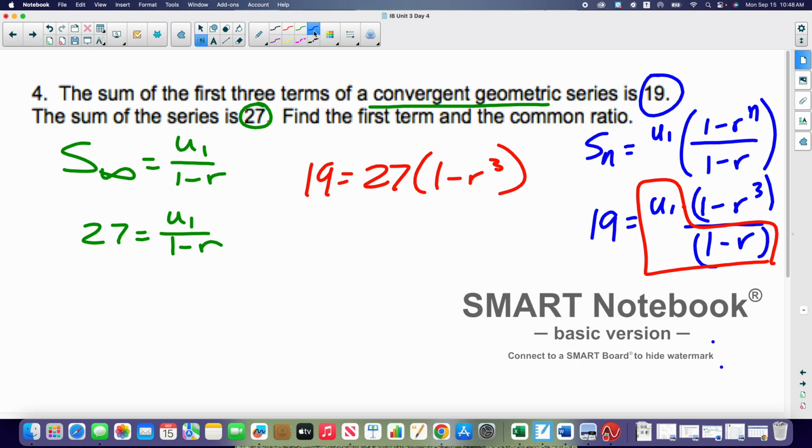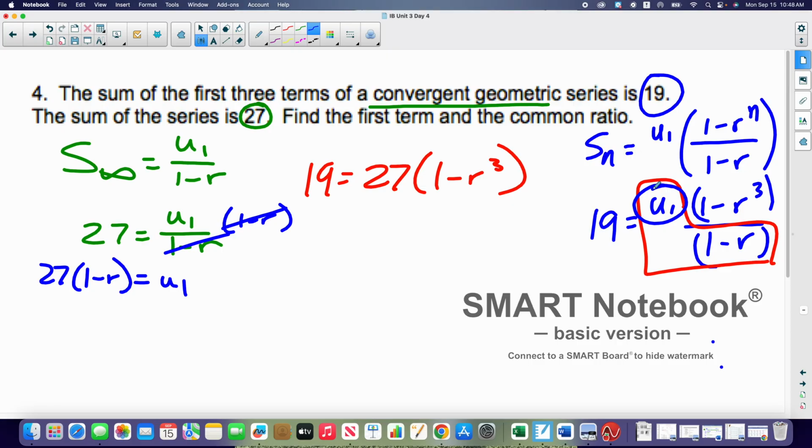If not, some other people have done this one. If I multiply by 1 minus r there, then I can go 27, and 1 minus r here is equal to u1. And if you'd rather do it that way, then take the u1 out and put that at the spot there. It's another substitution, okay? And you get the same result.